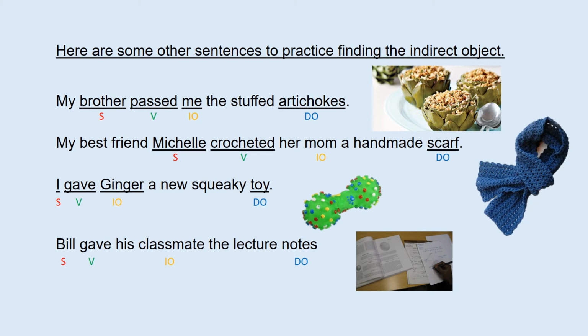So the other noun is notes. Bill gave the notes. To whom did Bill give the notes? Well, the other noun in this sentence is classmate. Bill, the subject, gave, the verb, the notes, and to whom did he give them? His classmate. Classmate becomes the indirect object.